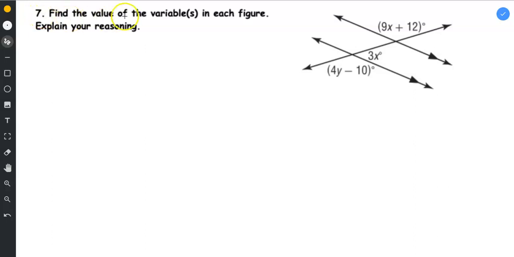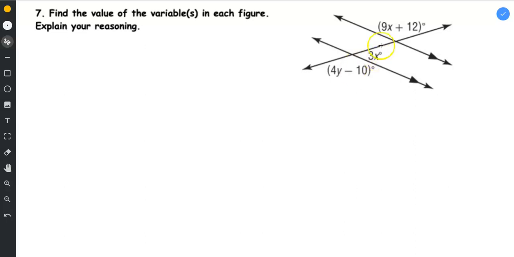Number 7, find the value of the variables in each figure. Explain your reasoning. I see we have two parallel lines and a transversal. I also noticed that these two expressions contain an x and this expression contains a y.